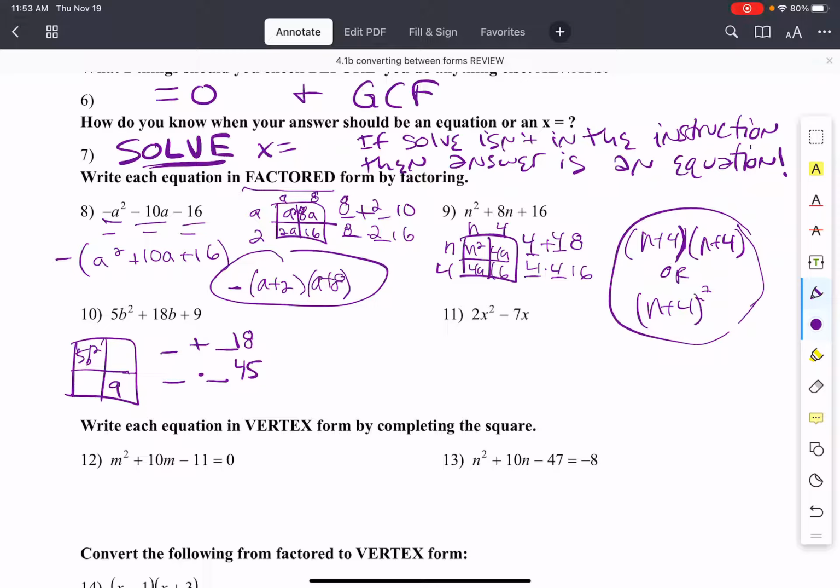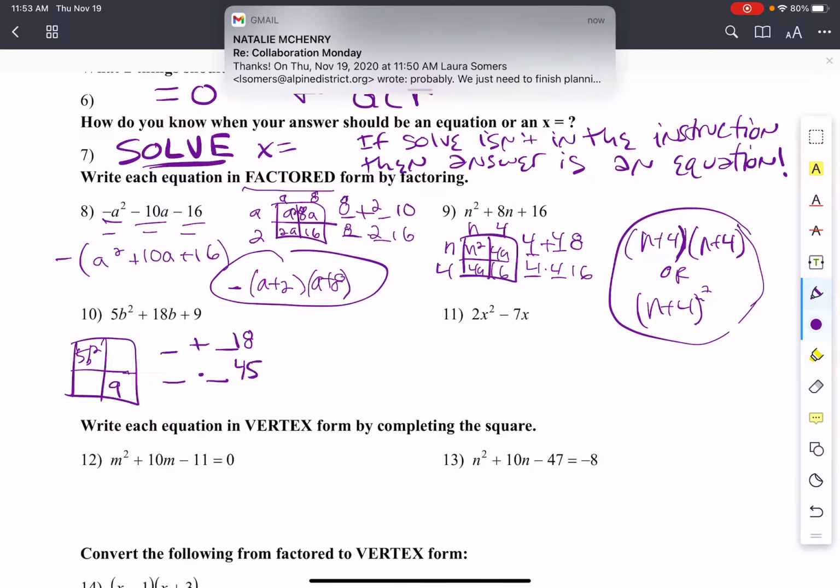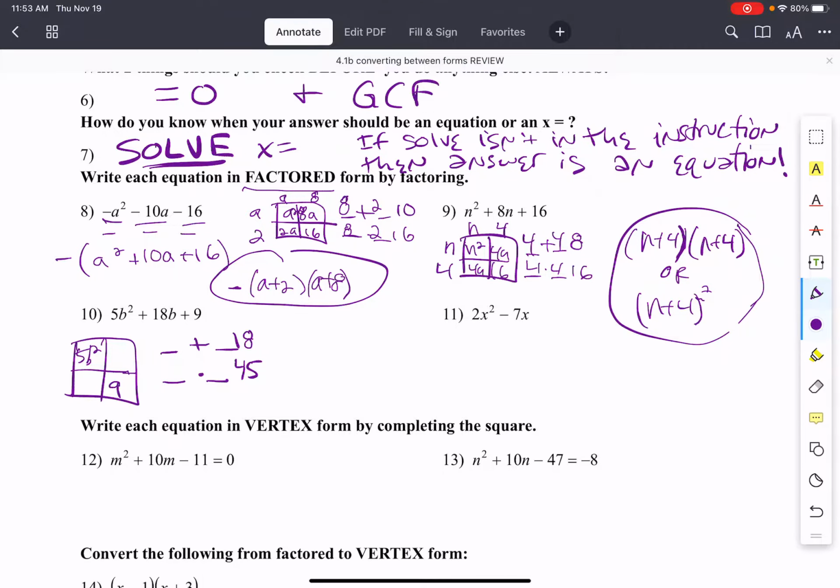Okay, so let me know if you think you got the numbers. Anybody think they got the numbers? 3 and 15. 3 and 15. Good.